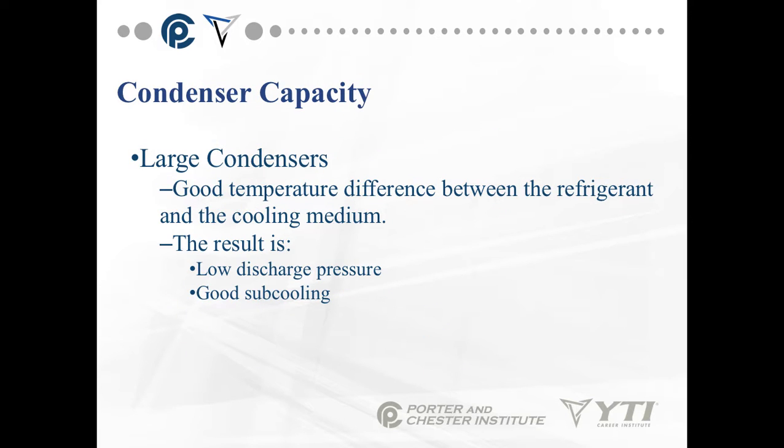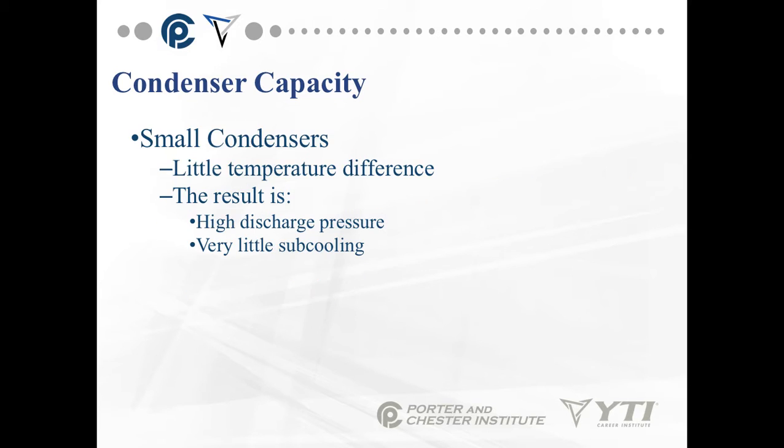Large condensers, like the ones you see on the larger central air conditioning systems, the big ones that a human could possibly crawl inside of, have a good cooling difference between the refrigerant and the cooling medium. The result is a low discharge pressure and good subcooling.